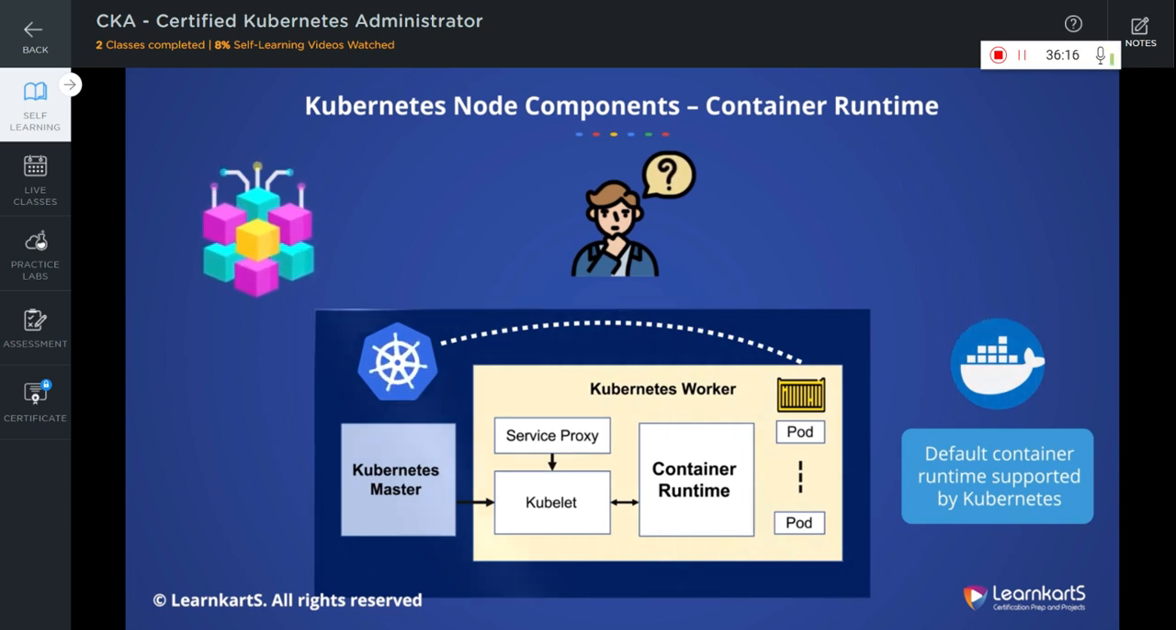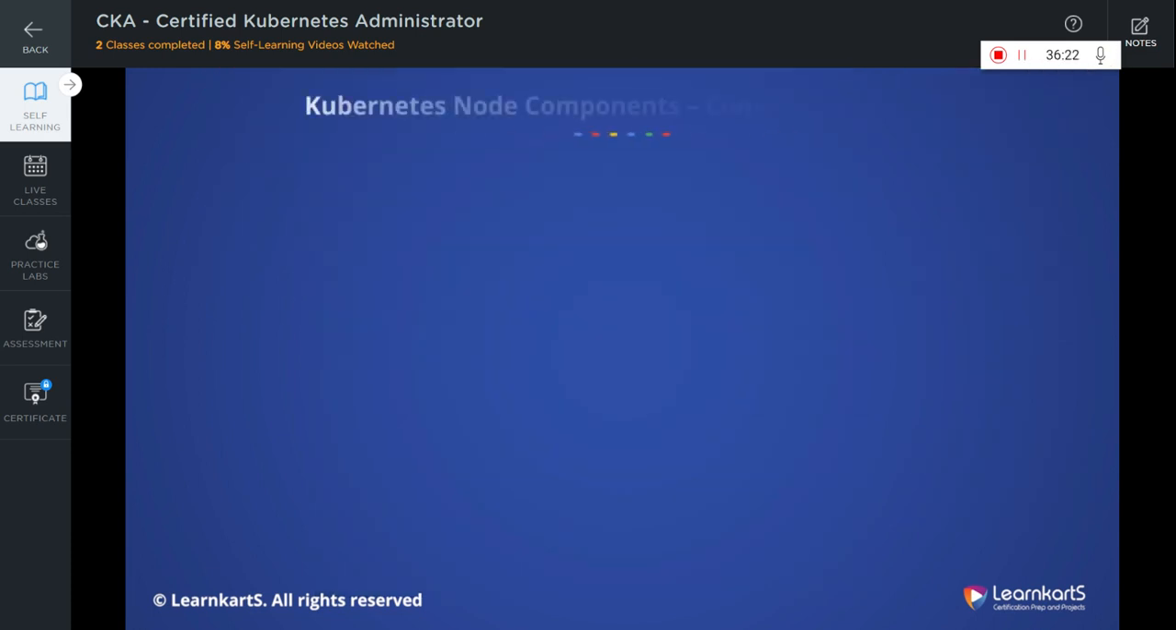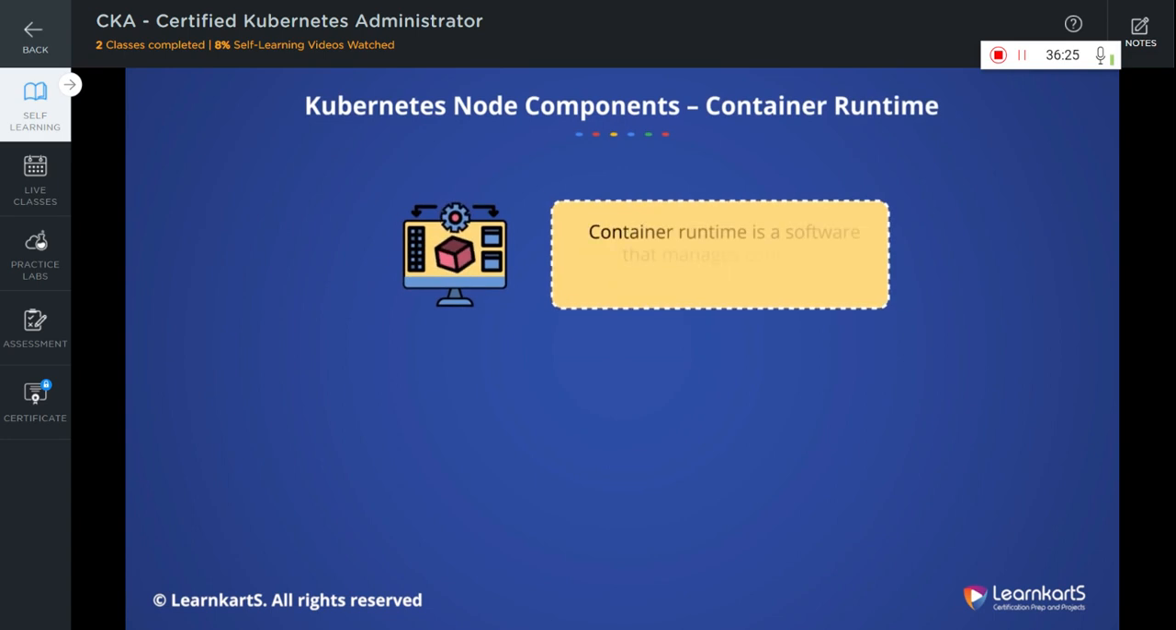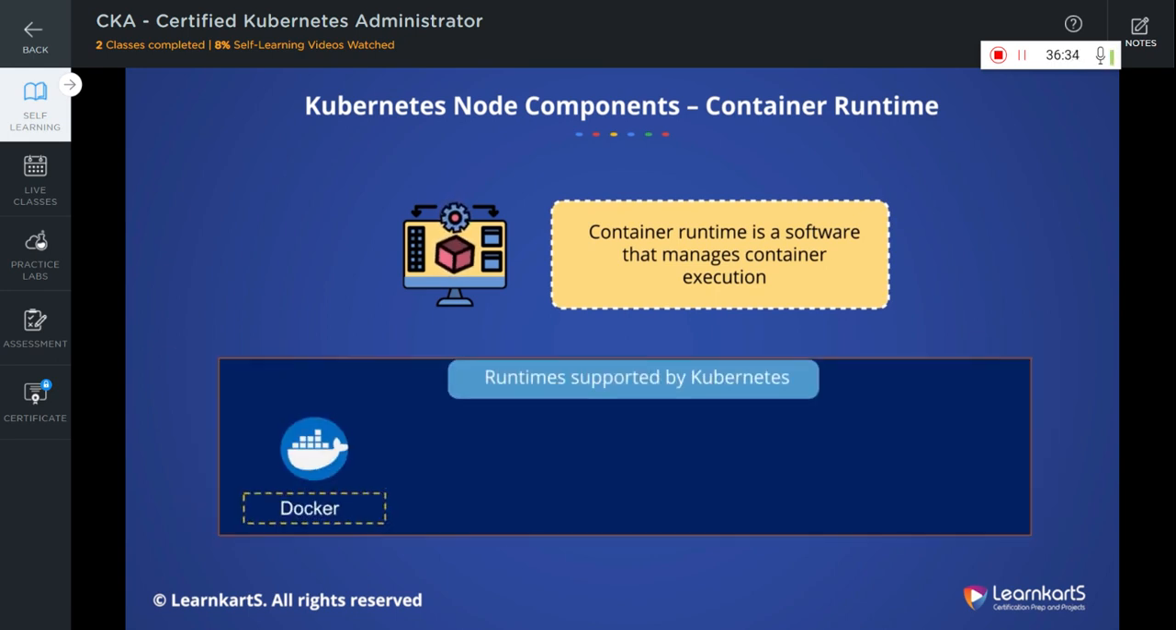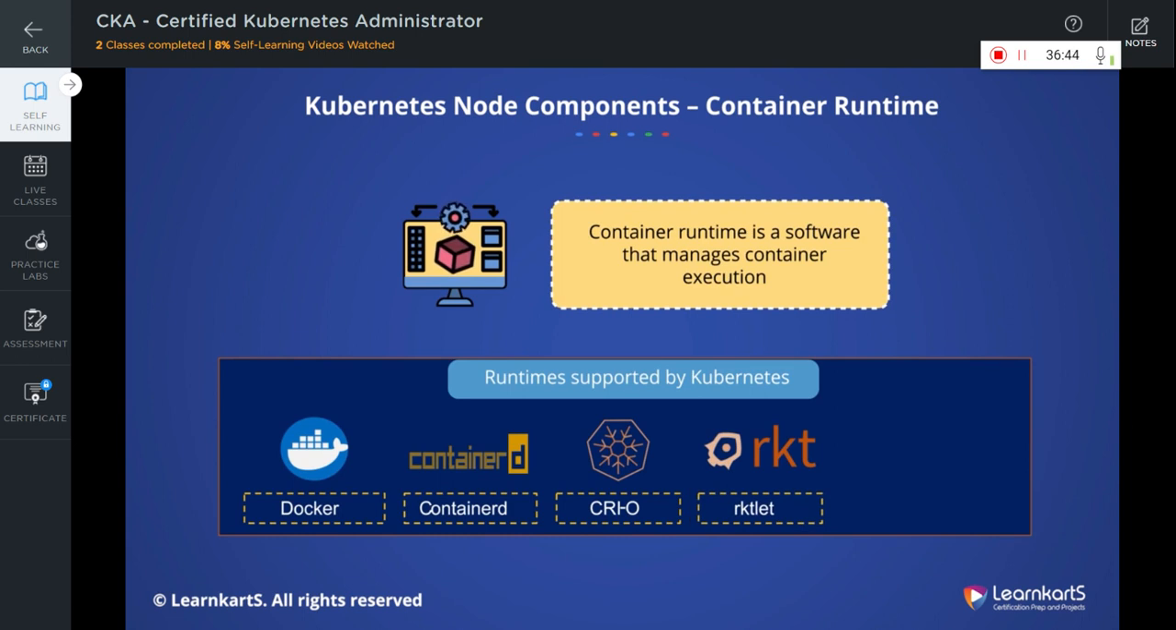But this is absolutely important because this is what it does at the end of the day. It needs to run containers. Now, container runtime is a software. Think about it as software that is responsible for running containers. And Kubernetes supports a few container runtimes like Docker, containerd, CRI-O, rktlet, or Kubernetes CRI. Now, if you try to understand the Kubernetes runtime in a bit more detail, I would recommend that you go to the Kubernetes official documentation and read about the container runtimes available.